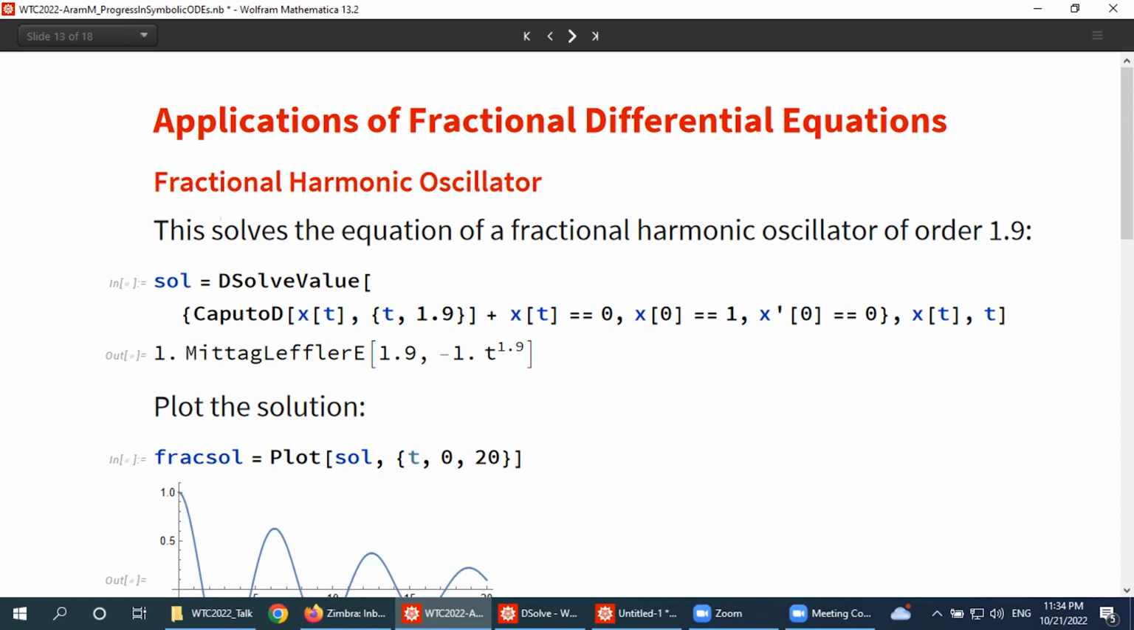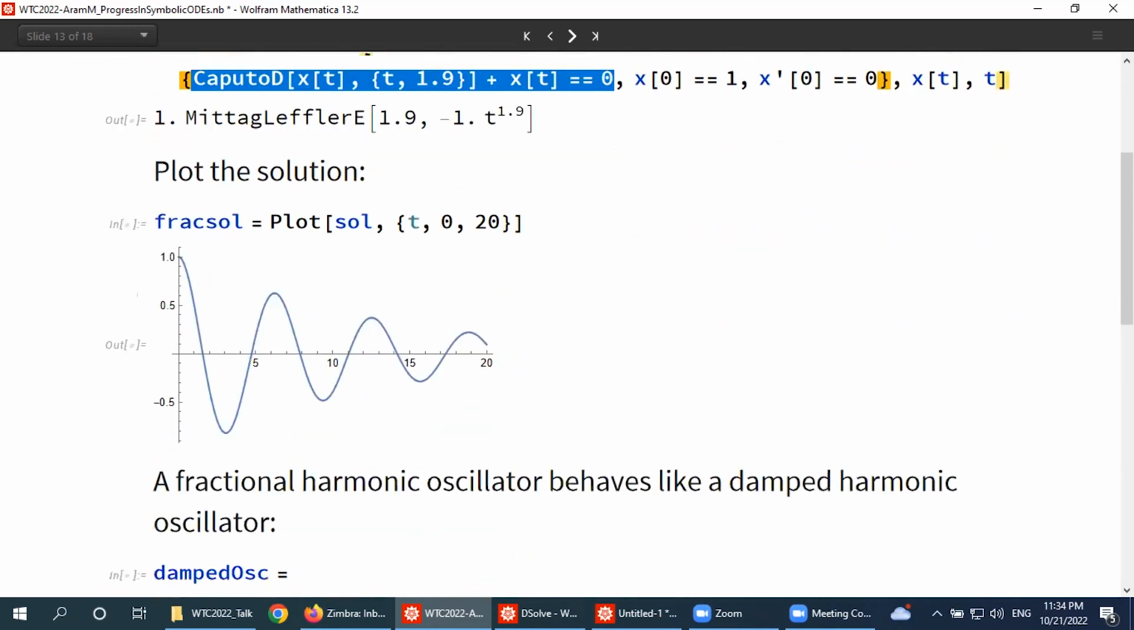And the first example is fractional harmonic oscillator. As we know, the equation of harmonic oscillator is a second order differential equation. So what will happen if we replace the order of equation from 2 to 1.9? So this is the equation of fractional harmonic oscillator, of course, with some initial conditions. The solution will be a Mittag-Leffler function, and we can plot the solution. And as you can see from this figure, the solution of fractional differential equation behaves like a damped harmonic oscillator.